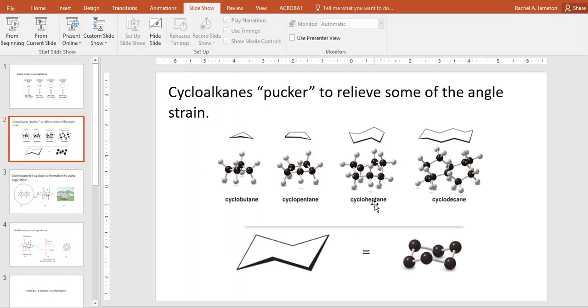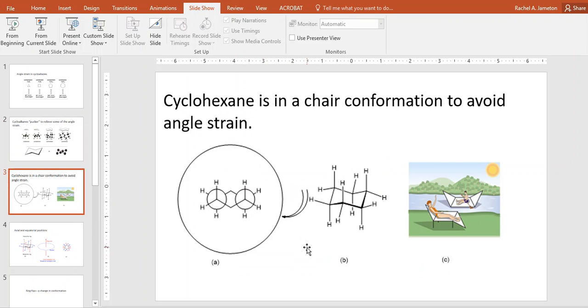So what happens is cycloalkanes pucker. In other words, they're not flat, in order to relieve some of that angle strain and to get as close to 109.5 degrees as possible. And it turns out that cyclohexane can get to a tetrahedral shape. That's what's being shown down here at the bottom. This is called a chair conformation. In the chair conformation, each of the bond angles for the carbons is 109.5 degrees. So the bond angle is what you would expect for a tetrahedral carbon.